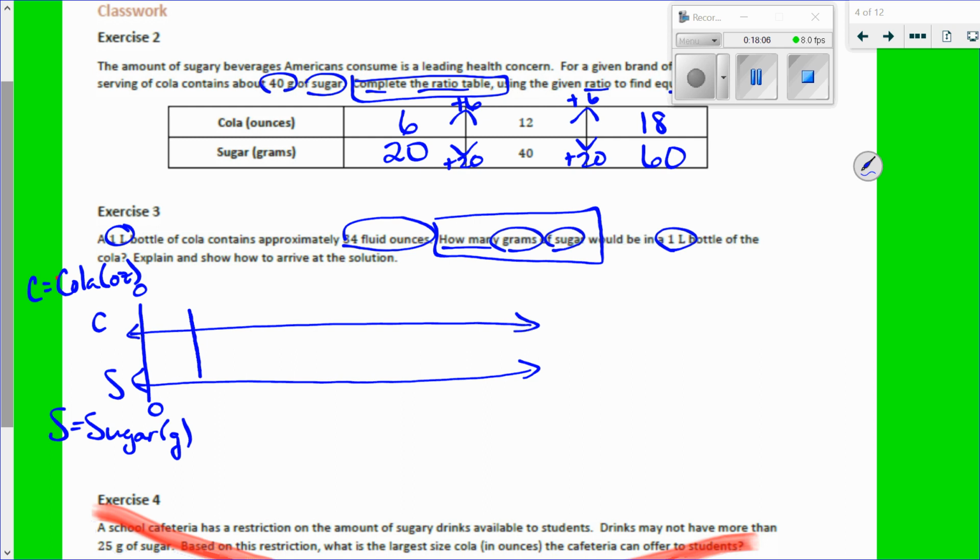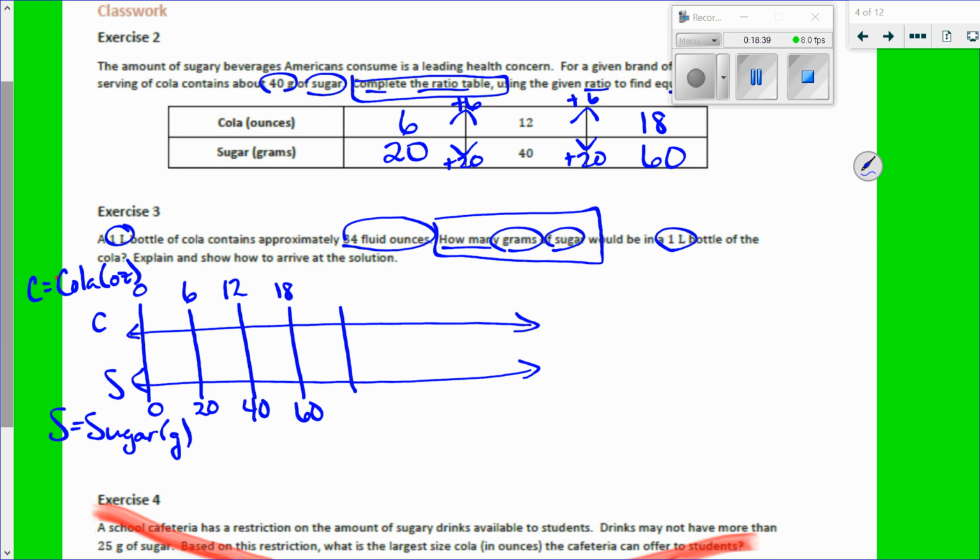Then each line is literally going to be an entry from our table. So on our first entry, how much cola did we have? 6. How much sugar did we have? 20. So that first entry on our double number line looks just like our first entry from our table. Second one, same deal. 12, 40, 18, 60. Okay, that's where our table ends.